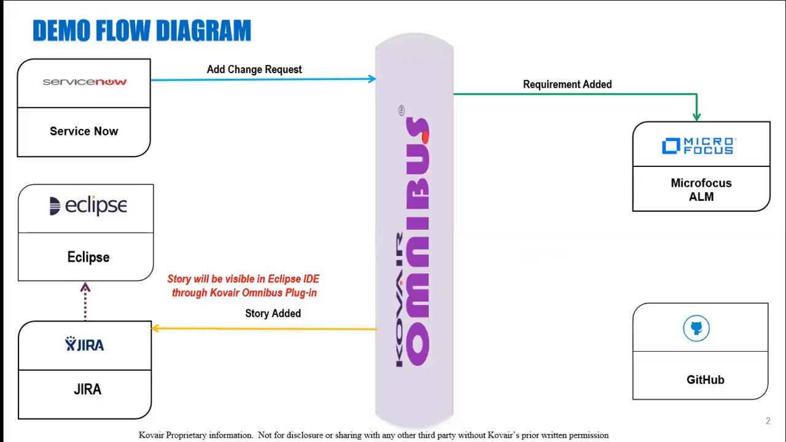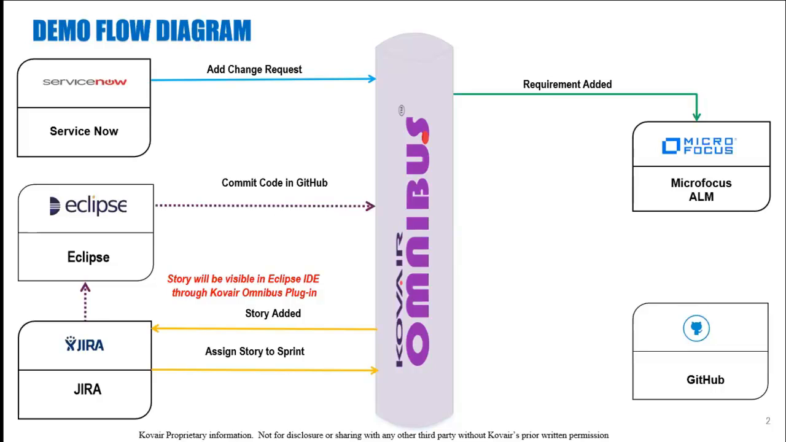First, as a customer support member, we will create a change request in ServiceNow. This CR will appear in Micro Focus ALM as a requirement and in Jira as a story. In Jira, as a part of planning, the story will be added to a sprint. Once the story is assigned to the sprint, it will be visible in Eclipse for developers to work on it.